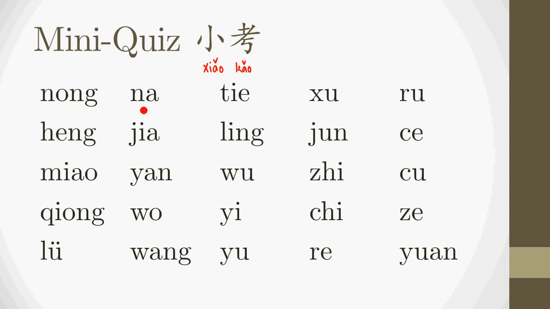Nong, na, tie, xu, ru, heng, jia, ling, jun, ce, miao, yan, wu, zhi, cu, qiong, wo, yi, chi, ze, lü, wang, yu, zhe, yuan.